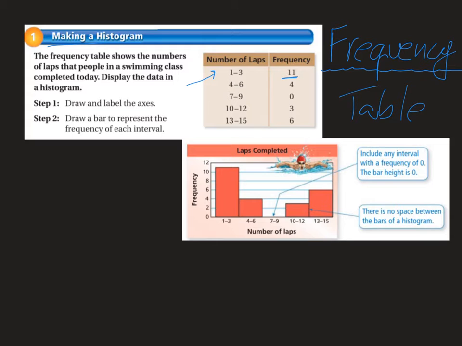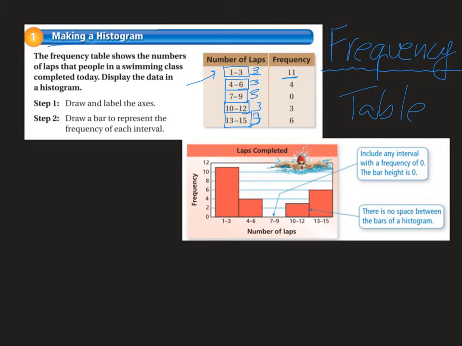How many people swam between 1 and 3 laps? Notice we have a span of 3 there. 1 through 3 is 3 different numbers, a range of 3 numbers. Here we go, 4 to 6. This is another range of 3 numbers. 7 through 9, 7, 8, 9, that's 3 numbers. 10, 11, 12, that's 3 numbers. And then 13, 14, 15. So notice these buckets of numbers are the same size. They all have 3 values in them.